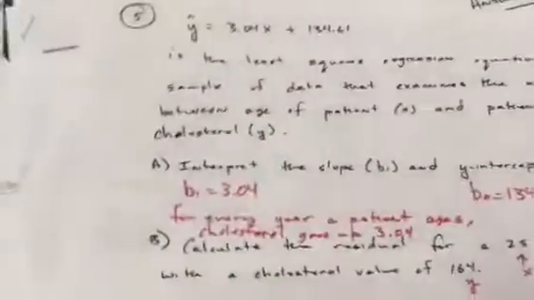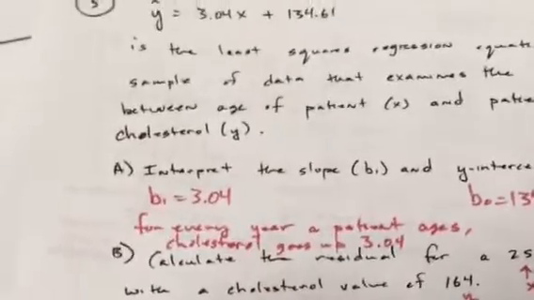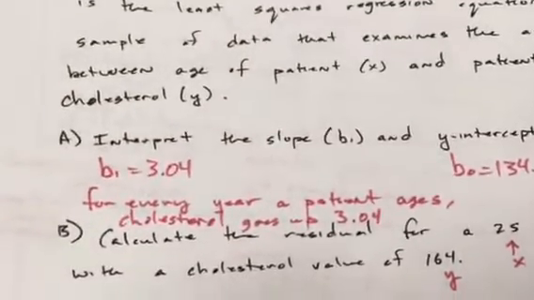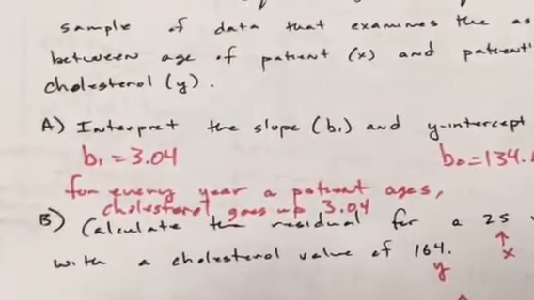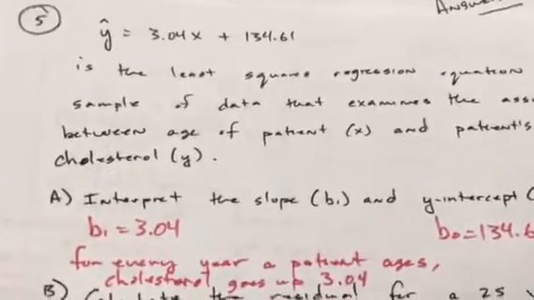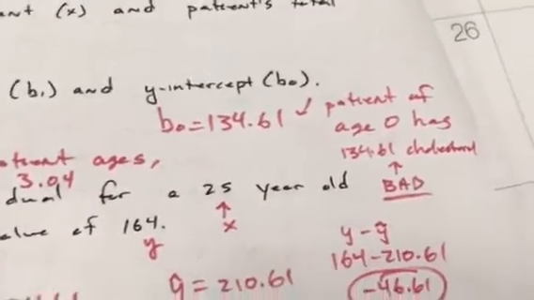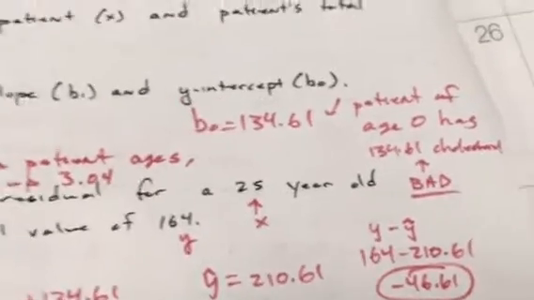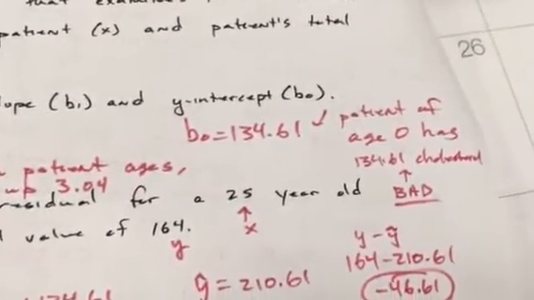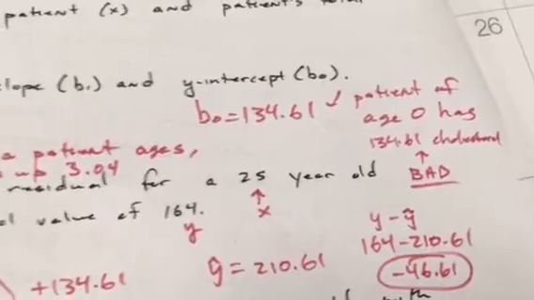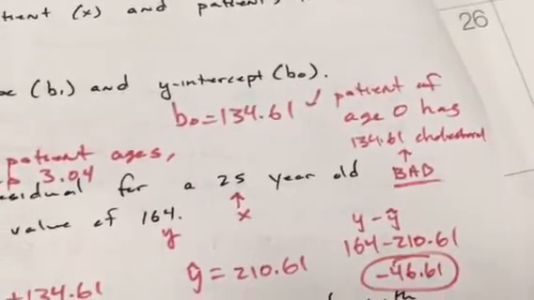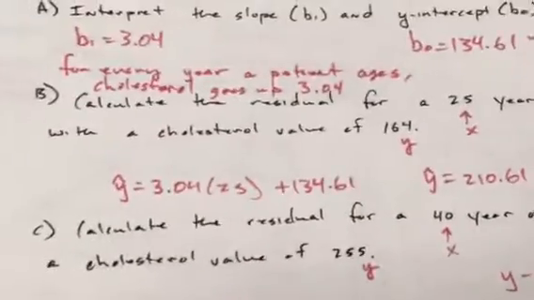This is your first official review. Here's the answer for 5. 3.04 is the slope. For every year a person ages, their cholesterol goes up by about 3.04. Y-intercept means a person of age 0, a newborn, already has a cholesterol of 134, or 134 is the highest or lowest cholesterol you can have. That's just not going to be true. Both those, so again, y-intercept on its own, usually not good.